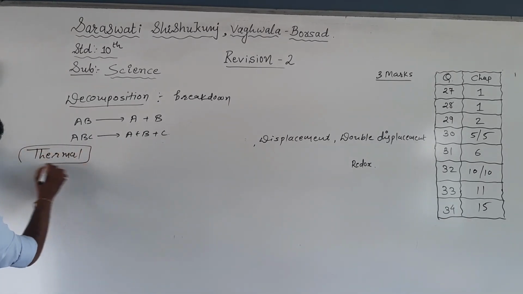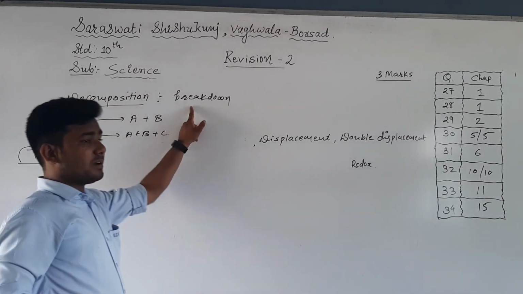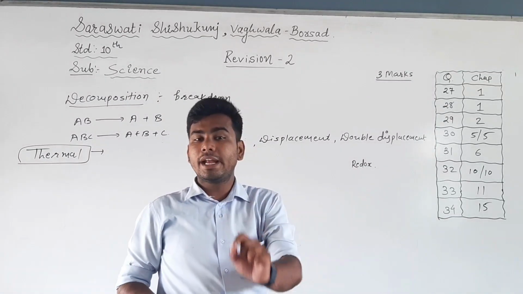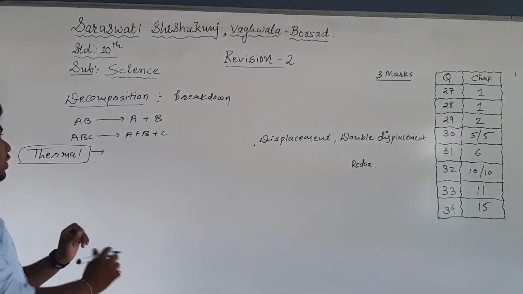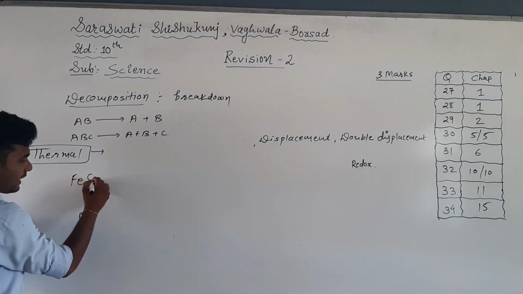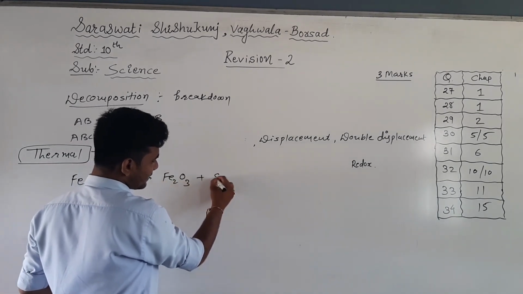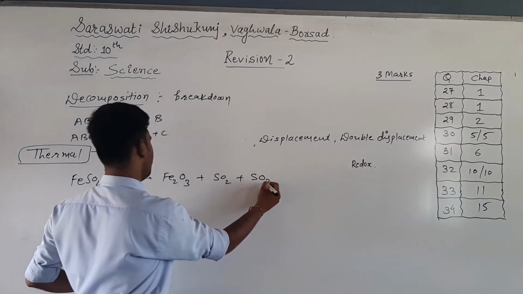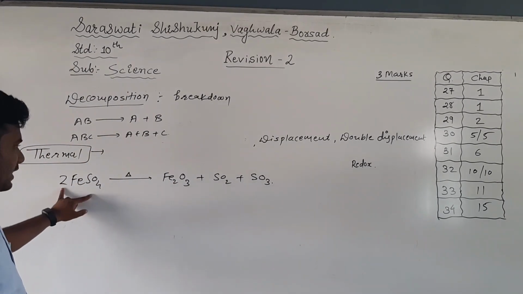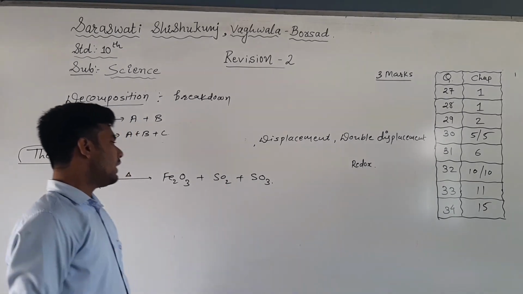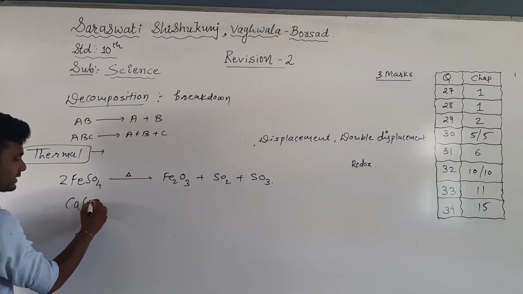So, thermal decomposition reaction. Now we can explain what thermal decomposition reaction is. If the breakdown is done by giving heat energy, that is called thermal decomposition reaction. For that we have taken the example FeSO4. When it is heated, we will get Fe2O3 plus SO2 plus SO3. Here you can see the oxygen balance: 2 fours are 8, 3 threes are 6 and 2, making 8. So this was one example. Another example we have is CaCO3.